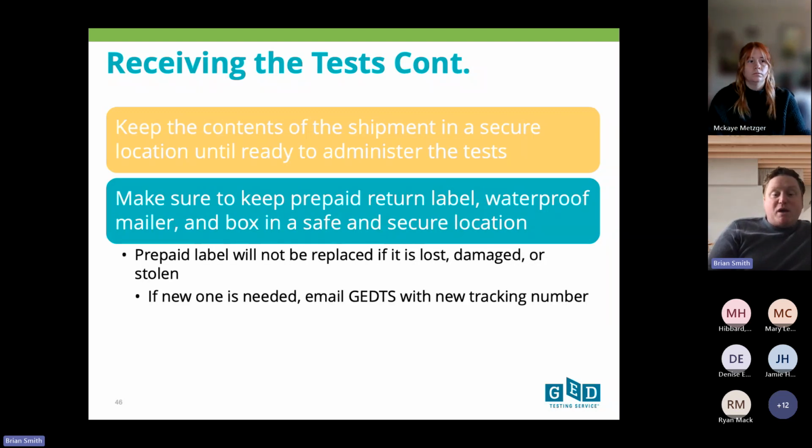Make sure to keep the prepaid return label, the waterproof mailer, and box in a safe and secure location. The prepaid label will not be replaced if it is lost, damaged, or stolen. If a new one is needed, email GEDTS with the new tracking number. So you'll be responsible for shipping it back to us if you lose that. Make sure you keep all of that.